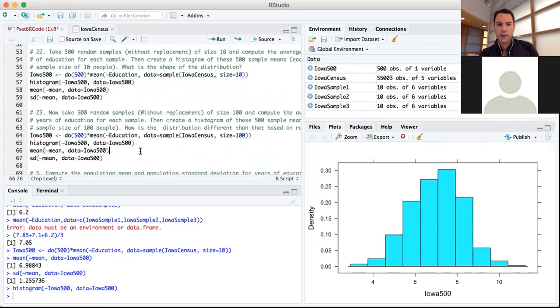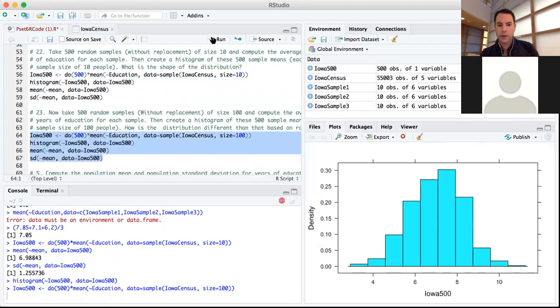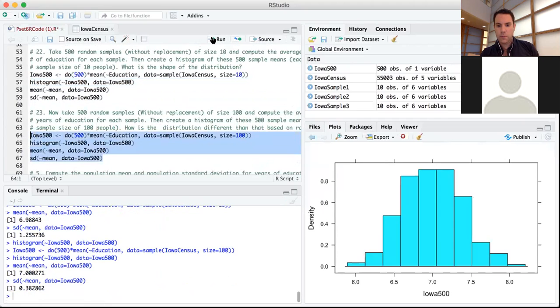And then in this next example, we could do the same thing, but instead of taking 10 people, we could take 100 people. So we can run this command. We could see it's even more symmetrical and less variable. We can see that the standard error of the means actually decreased substantially from 1.26 to 0.382. So it's showing your proof that as you increase your sample size, you will decrease your standard error of the means here.